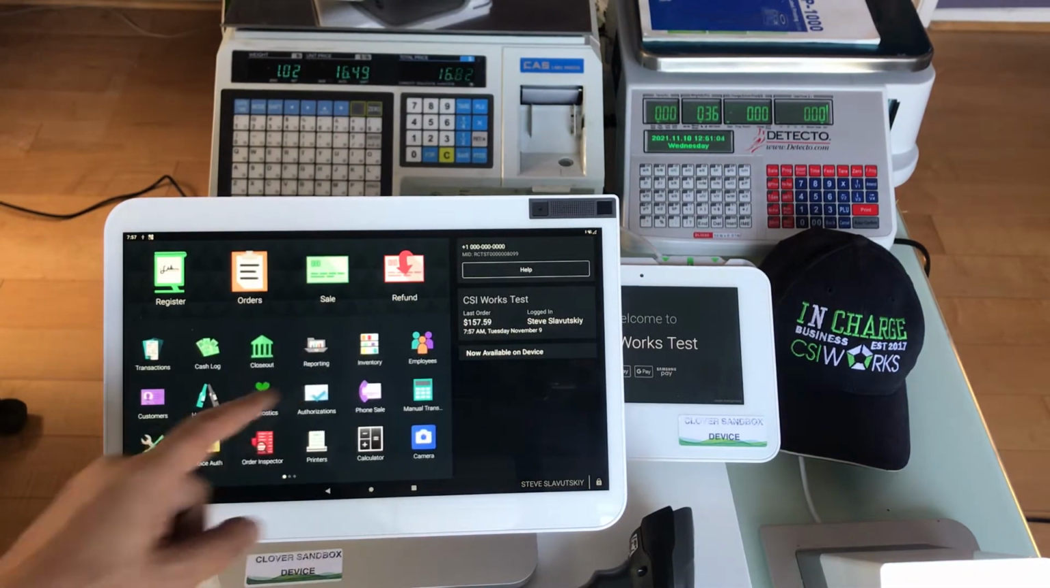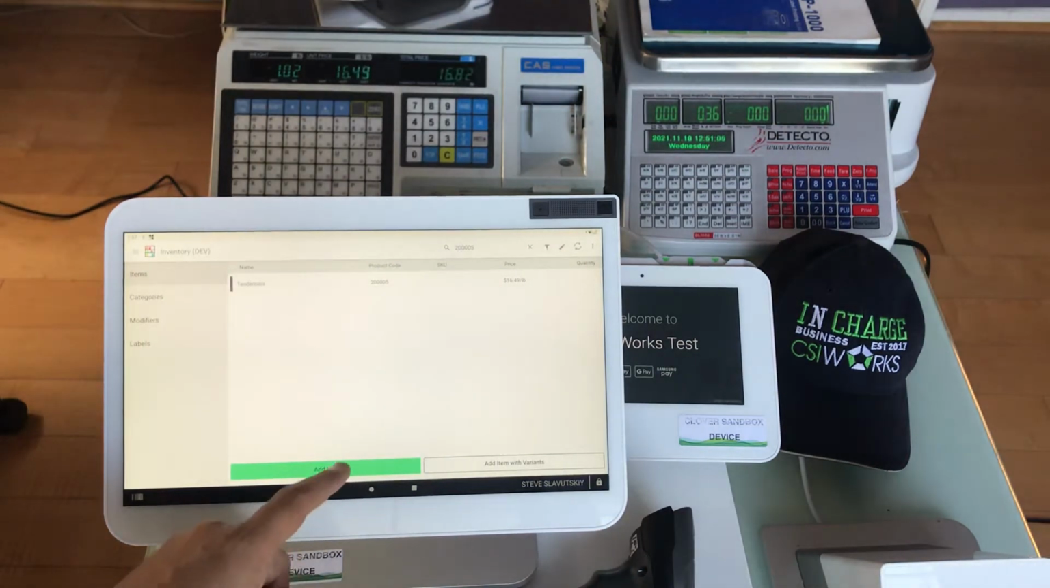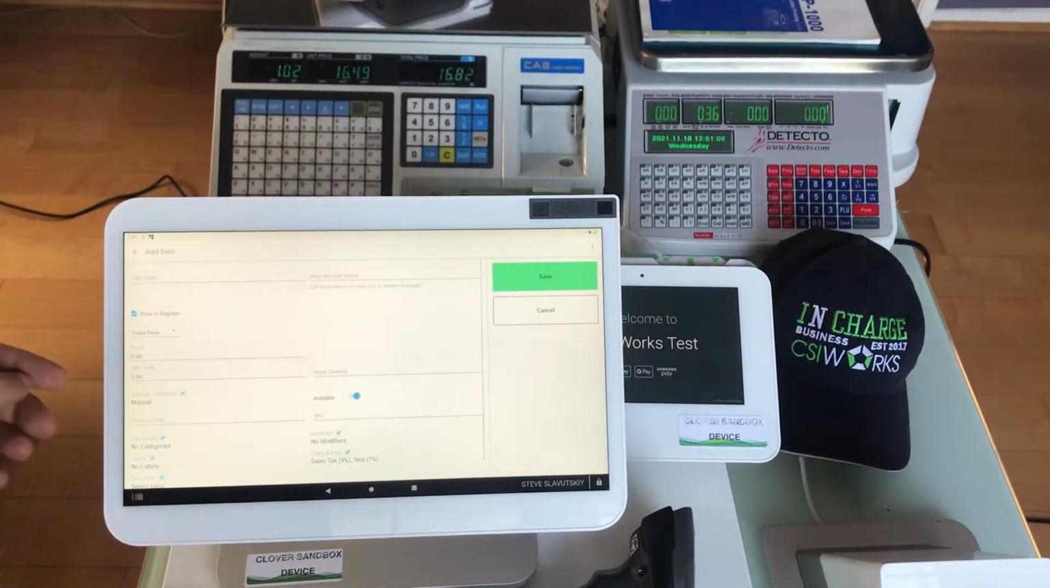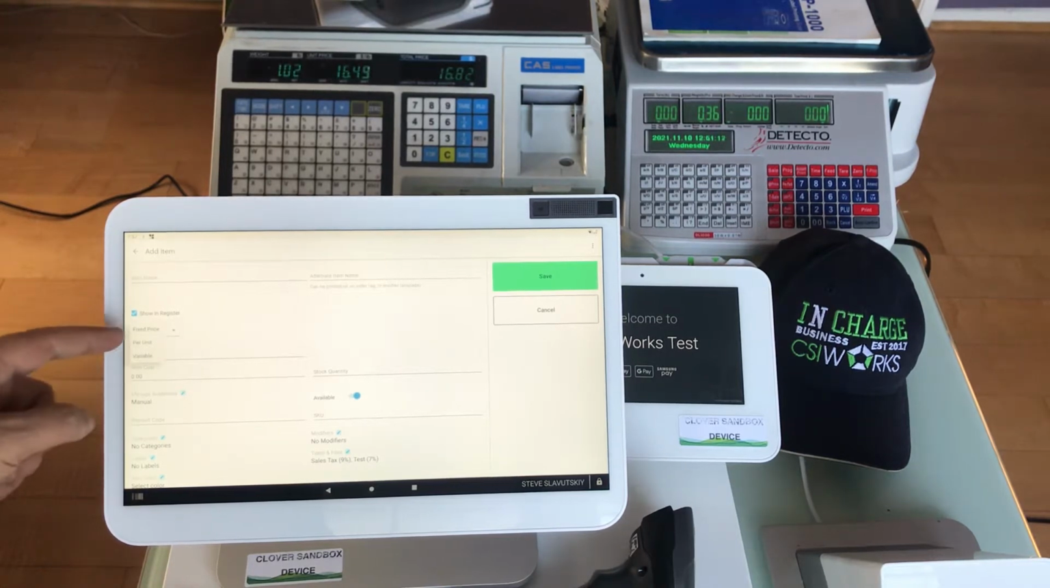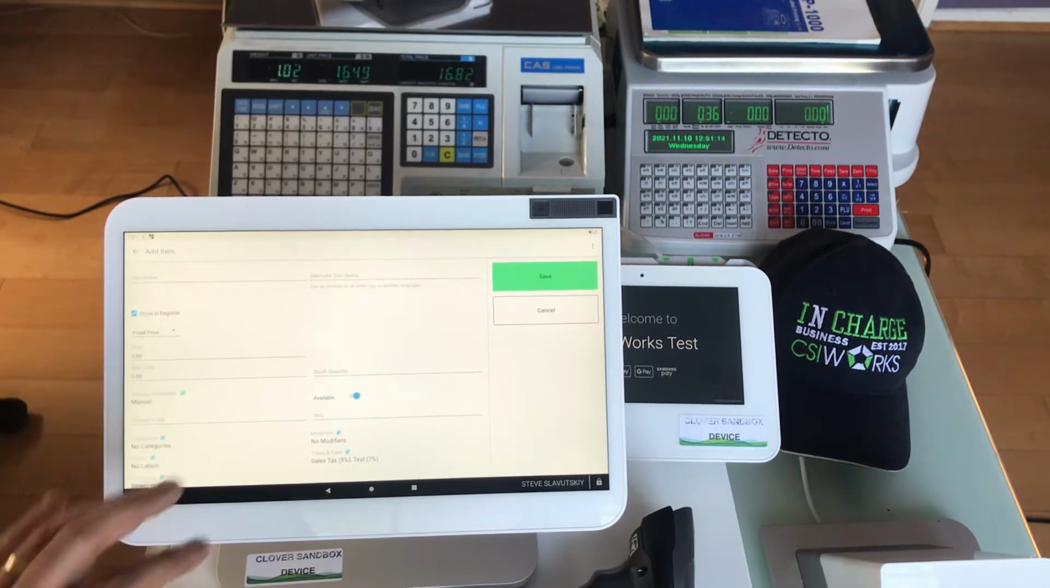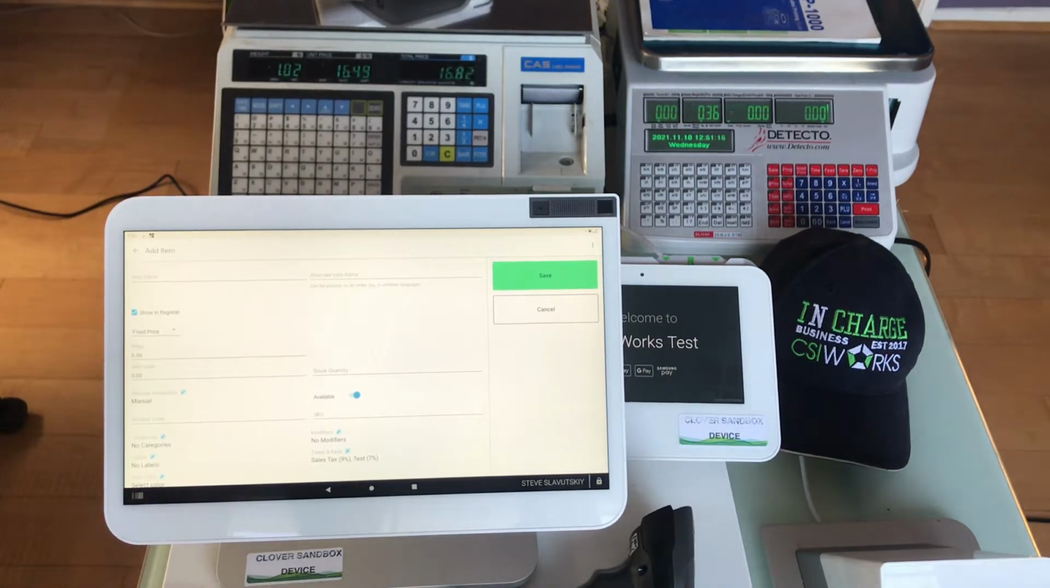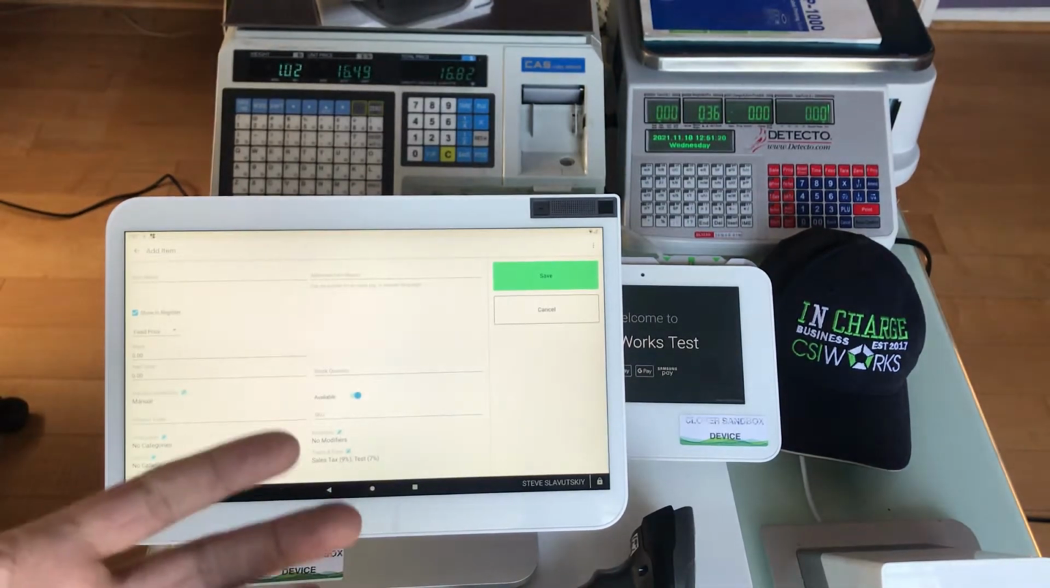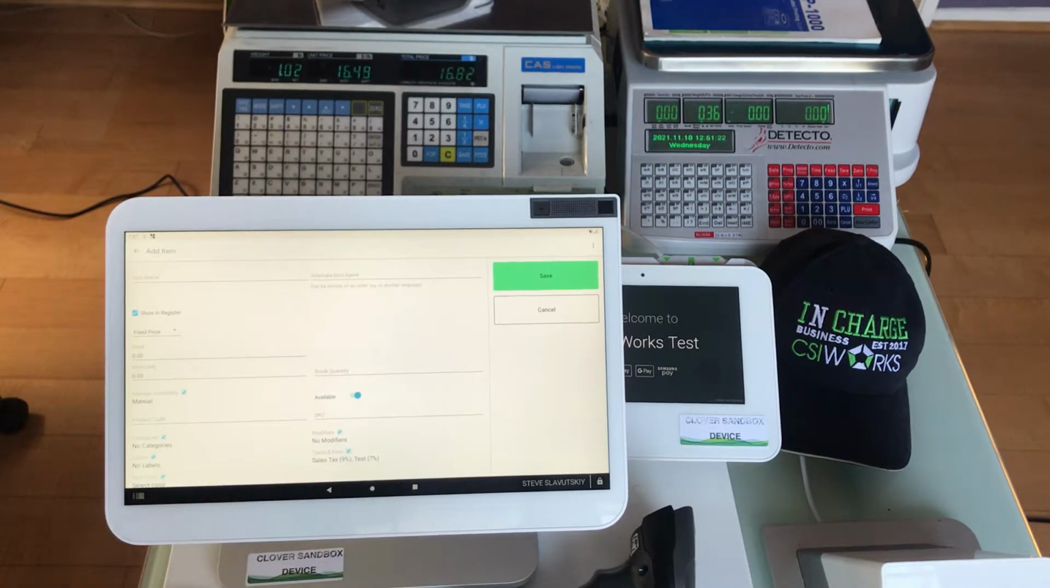When you're creating an item on Clover, there is such a thing as a fixed price or variable price or per unit. And this has to do with the fact that, let's say, a can of Coke would have a barcode on it that would represent the entire can of Coke. The entire barcode represents the entire product.